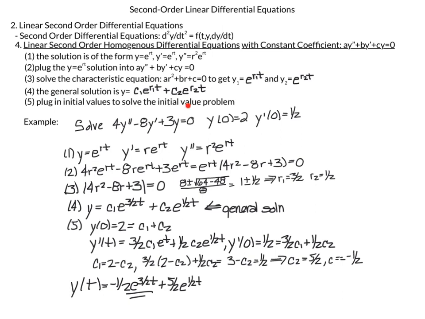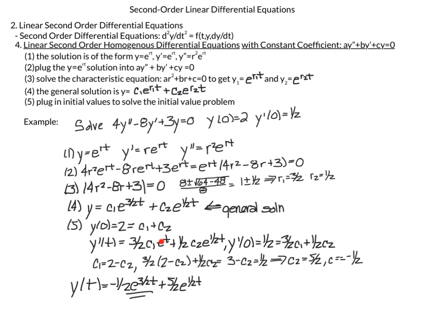Now to solve for the initial values, I use my initial value y(0) equals 2. So plugging in 0 into here, this becomes 1, this becomes 1, so I get 2 is equal to c1 plus c2. Y prime of t, taking the derivative here, I get 3/2 c1 e to the 3/2 t plus 1/2 c2 e to the 1/2 t.